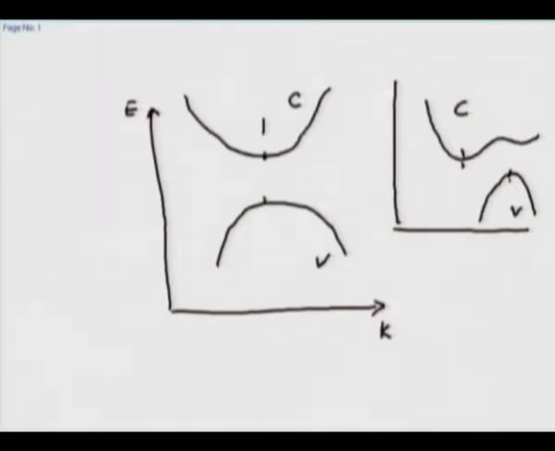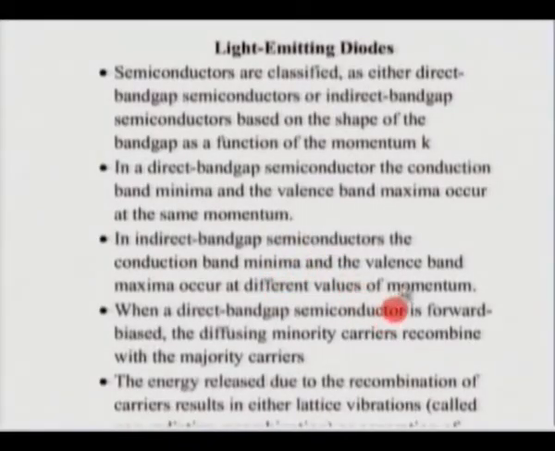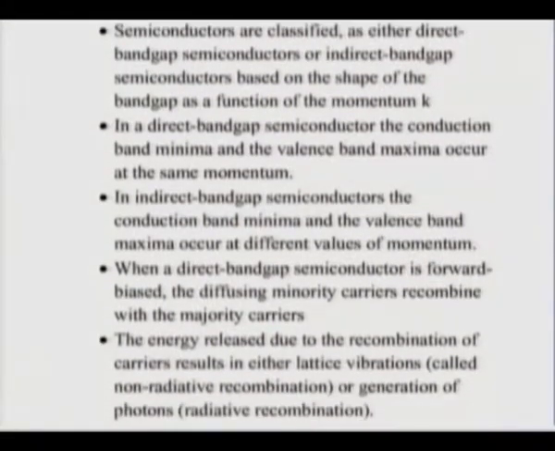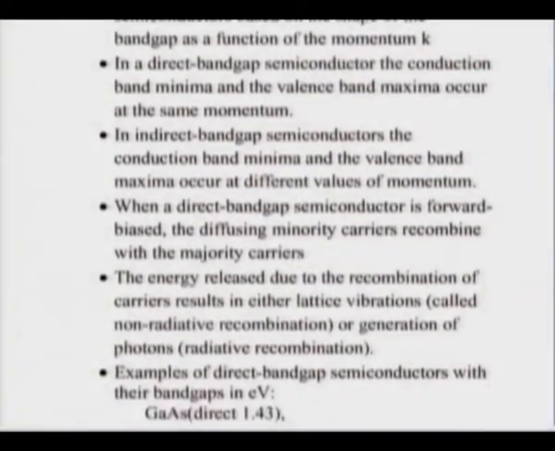Now in direct band gap semiconductors, we know that when you forward bias a diode, the carriers, holes, are injected from the P region to the N region. Now what happens is, when these minority carriers recombine with the majority carriers on the other side, they release energy.